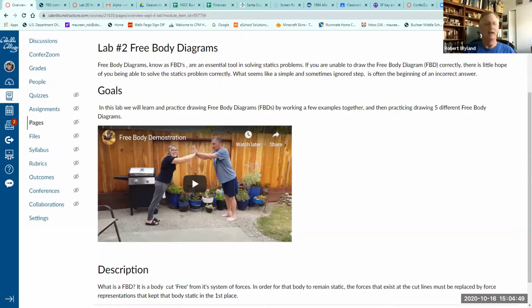All right. I won't repeat myself about how important free body diagrams are. But I'll go back to the screen share here. Thanks, Andrew. I am terrible at that.